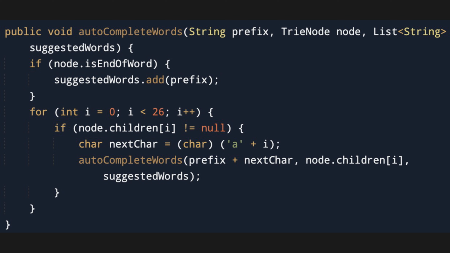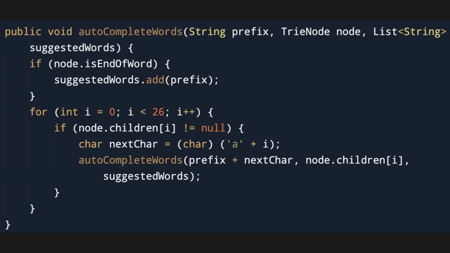First we check if the current node marks the end of a valid word. If yes, we add the current prefix to the list of suggestions. This ensures we collect only complete words, not the partial ones. Now we loop through all the 26 letters of the alphabet from A to Z. We check each possible child node of the current node.